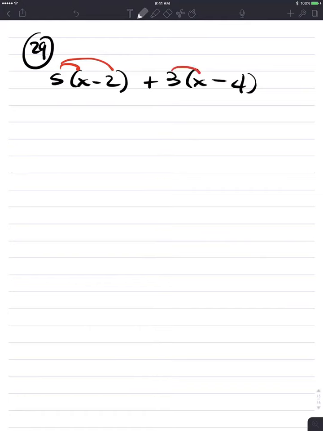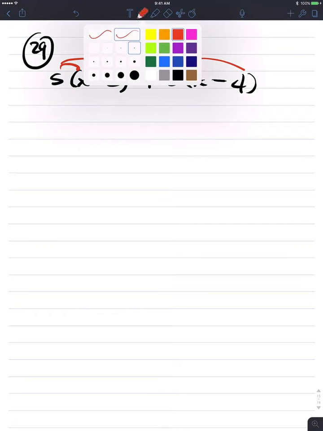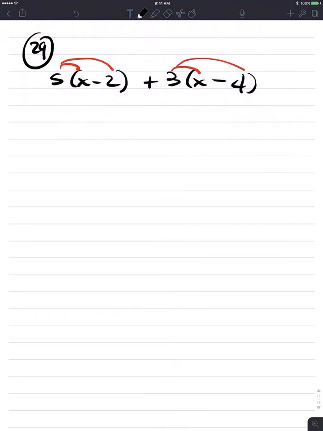Number 29. 5 times x minus 2 plus 3 times x minus 4. We got two sets of parentheses to get rid of. 5 times x is 5x. 5 times negative 2 is negative 10. 3 times x is 3x. 3 times negative 4 is negative 12.